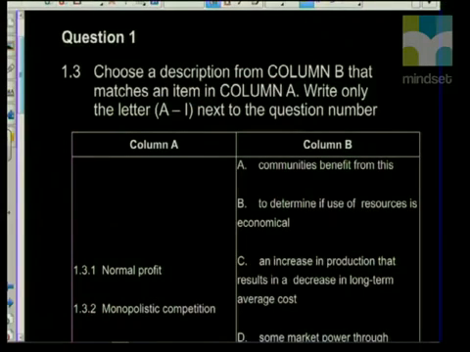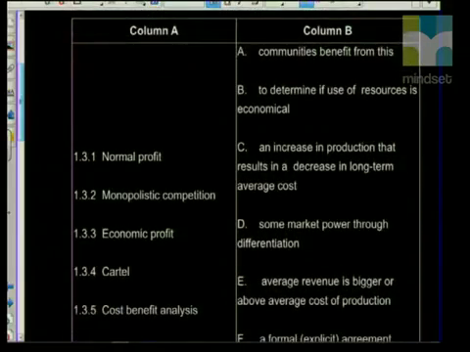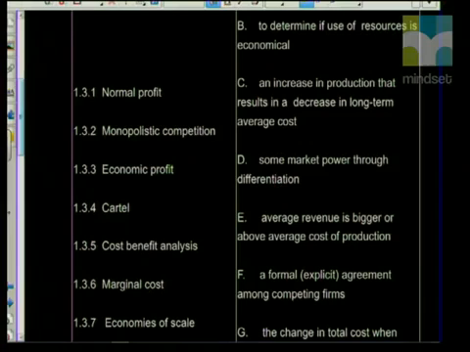On to the third section, question 1.3. Choose a description from column B that matches an item in column A. Write only the letter A to I next to the question number. The important thing is to first look at all the different options. So I'm going to read through column A and then I'll read through column B so we can see what all the different options are. In column A, 1.3.1, normal profit. 1.3.2, monopolistic competition. 1.3.3, economic profit. 1.3.4, cartel. 1.3.5, cost-benefit analysis.